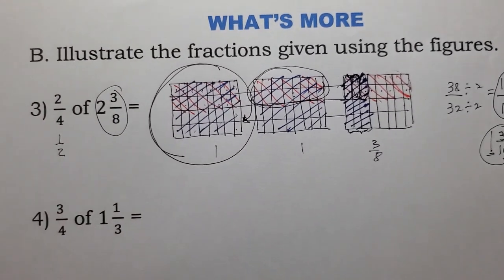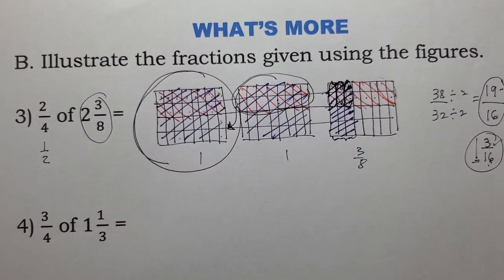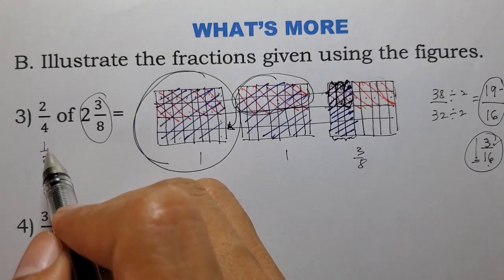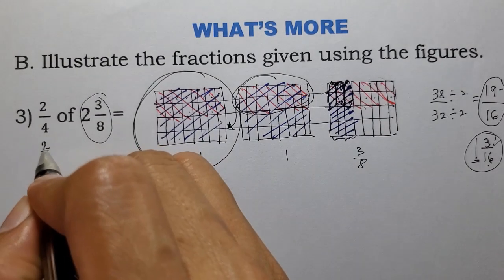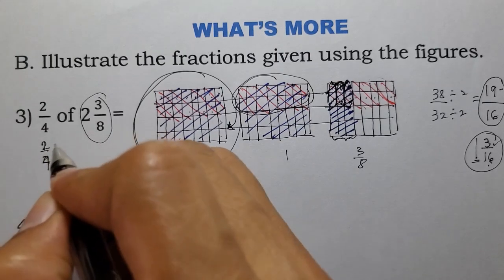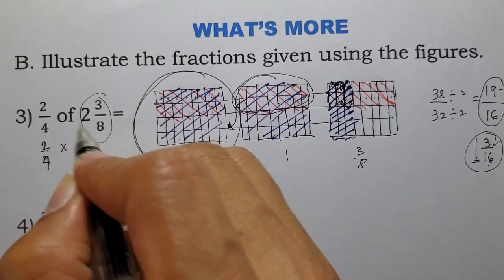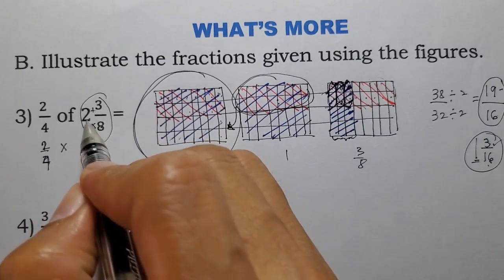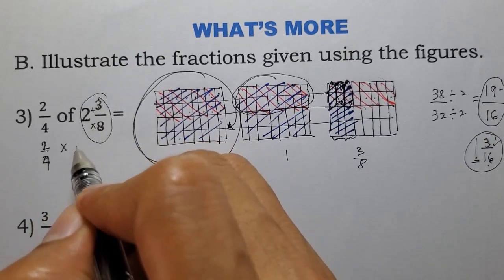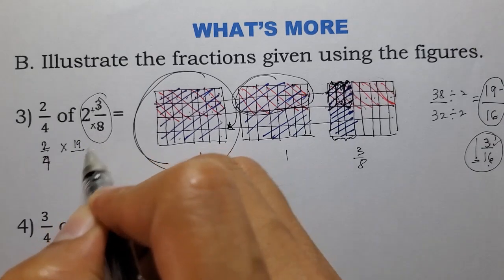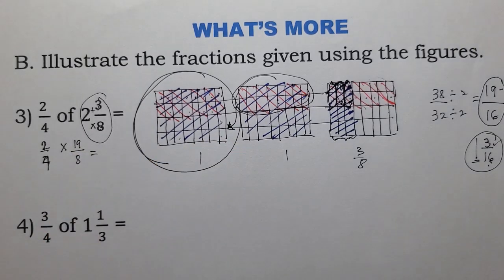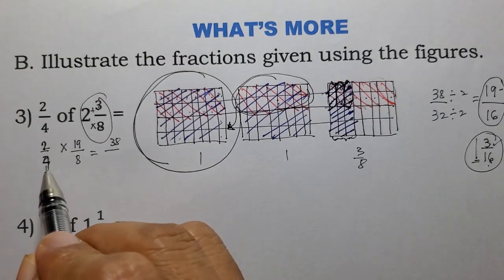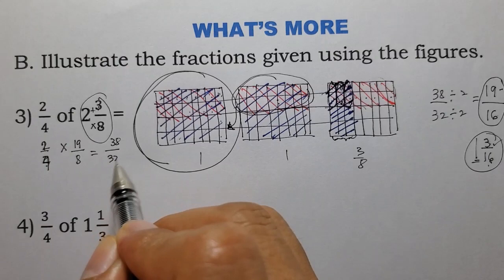Let's try to do it here without those figures anymore. Let's try to have 1/2 times 2 and 3/8, which could also be expressed as 8 times 2 plus 3, that's 19 over 8. Numerator by numerator, that is equal to 38. And denominator by denominator, that is equal to 32.